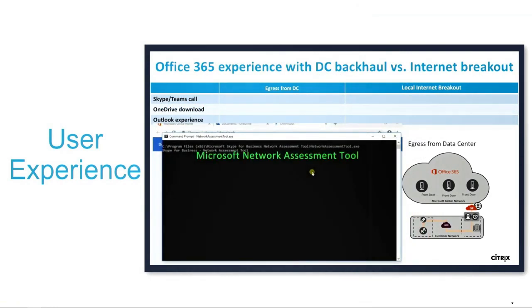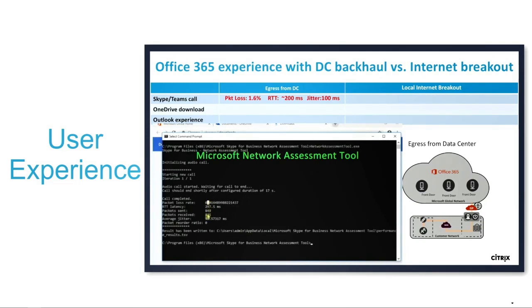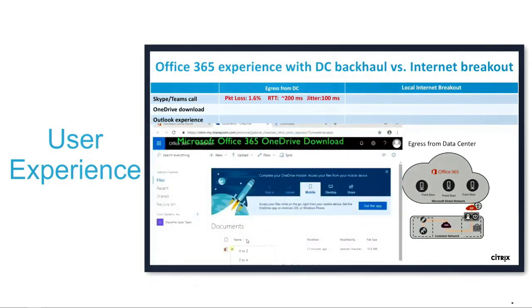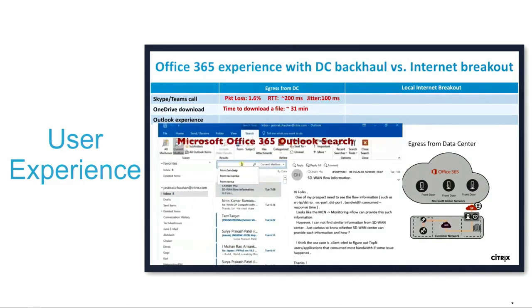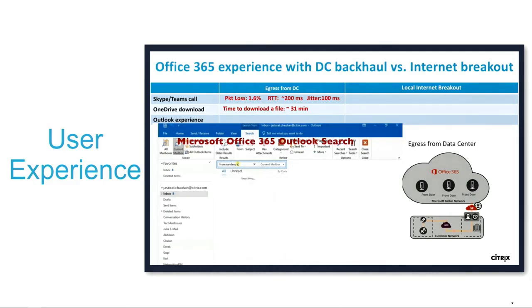So here's the Microsoft Network Assessment tool, and we can see this is going to measure call quality as if we were doing a Skype call. We can see in this scenario where we're being backhauled, a lot of jitter, a lot of loss as you'd expect. The farther the distance, the worse quality of the links. Downloading a file, who wants to wait half an hour? And if you're going to search for Outlook online, it's a very poor user experience. So not a good thing.